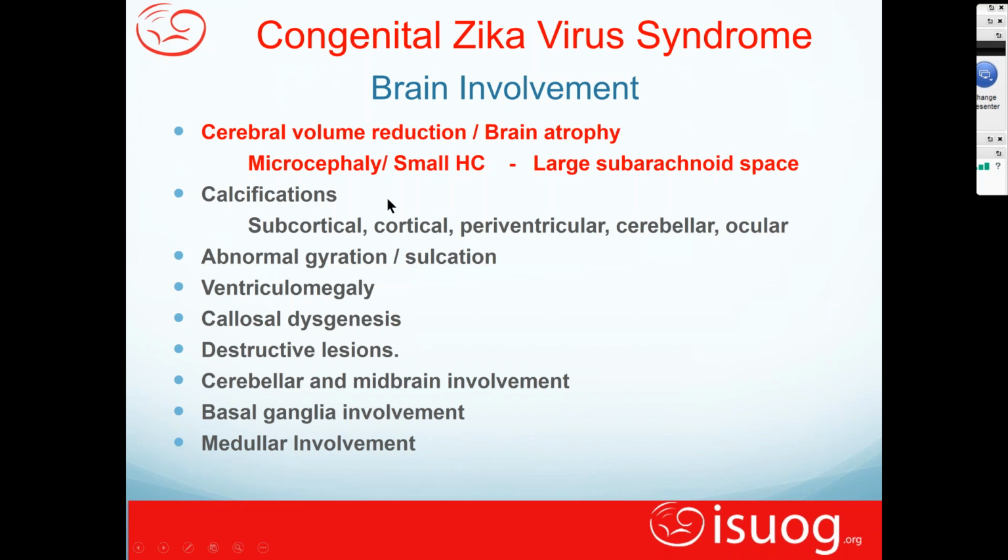So we talked about the microcephaly, calcifications, subcortical, cortical, periventricular, cerebral, ocular, all over the place, not in one spot. It can be anywhere. And if we're careful and we're looking at high-resolution systems, both transvaginally and through the transfontanelle with the midline approach that's been described many times over by Timor-Tritsch and others, and there's abnormal gyration and sulcation, then we might suspect the problem. And the rest, as you see here, ventriculomegaly, callosal dysgenesis, destructive lesions, and all the others that are listed, certainly we need to think about.